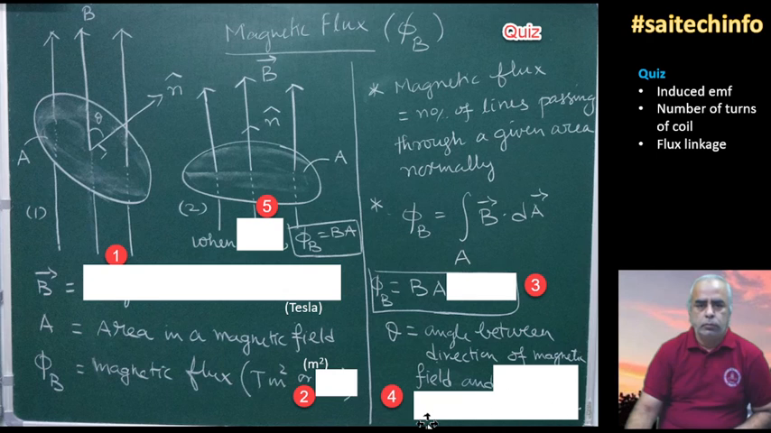There are some important technical terms you have to remember. Can you fill it up? When phi b becomes BA. What is phi b? Magnetic flux. When does magnetic flux become the product of B and A only? So what is the condition? So that is question number 5, that is the fill up blank. So try to solve these questions and give your answers in the comment column. And let us proceed to the next quiz.